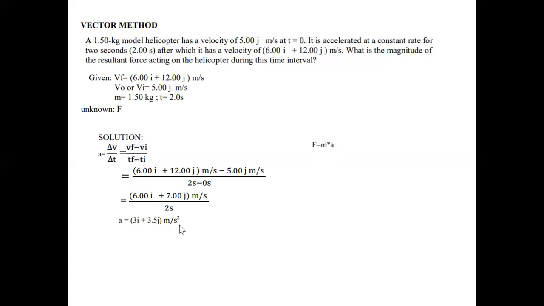Now let's apply Newton's second law of motion statement that force is equal to mass times acceleration. This gives us the mass of the helicopter, 1.5 kilograms, multiplied with the acceleration, 3i plus 3.5j meters per second squared. If we distribute the mass of 1.5 kilograms with the acceleration, this gives us 4.5i plus 5.25j in newtons.